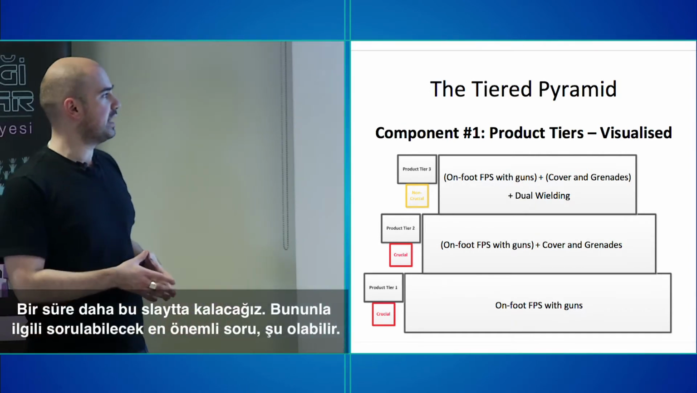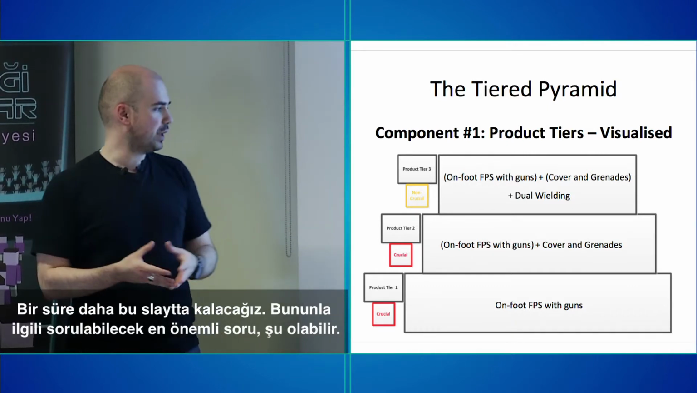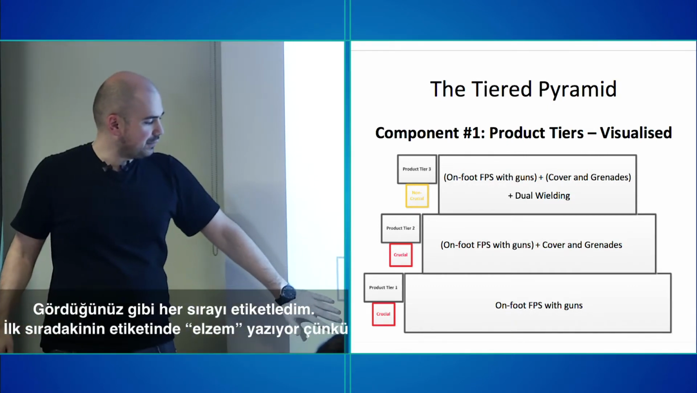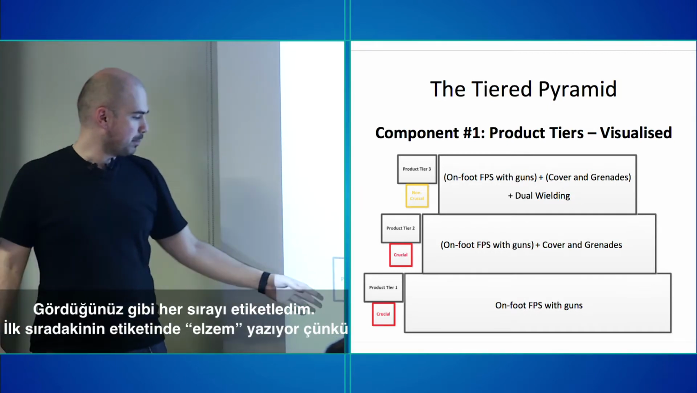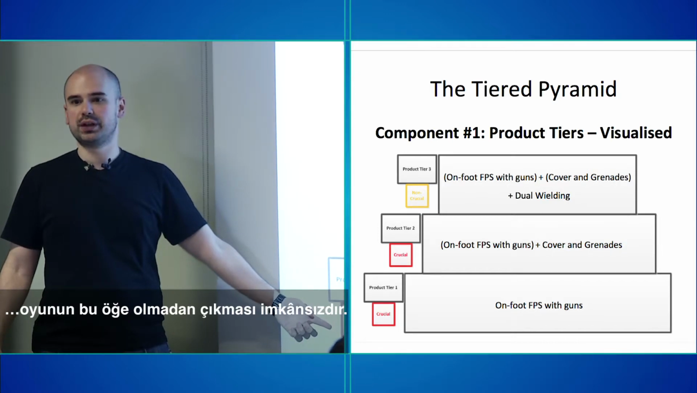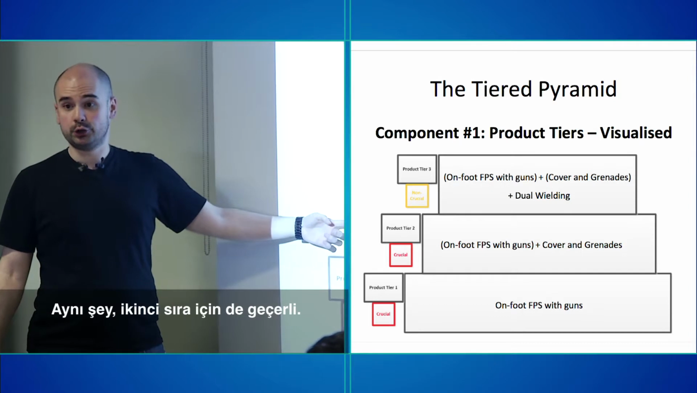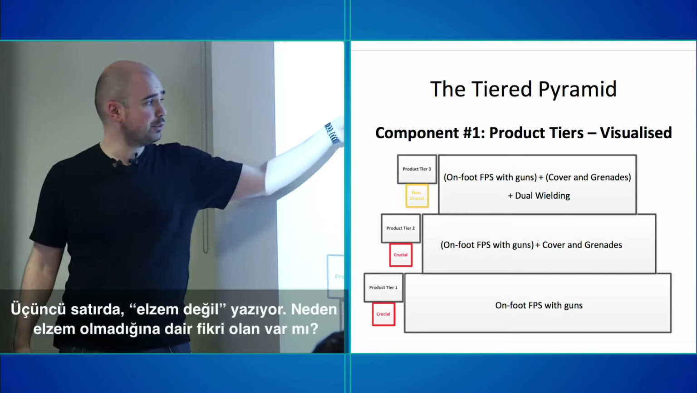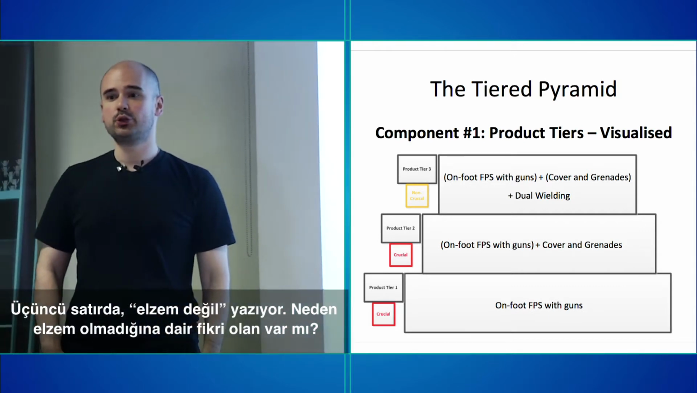Now, we're going to stay on this slide for a little bit. And I have, I suppose, the most important question. You may have noticed that I've tagged the different product tiers. So I've basically said product tier 1 is crucial. Crucial means that we will not launch without it. We need to get that in there. Same with product tier 2. Now, product tier 3 says non-crucial. Anyone want to speculate why?